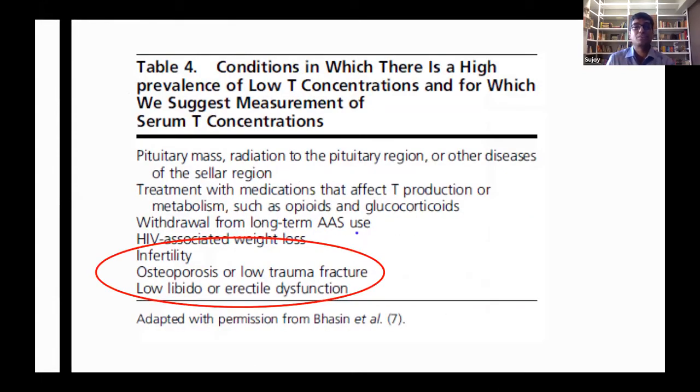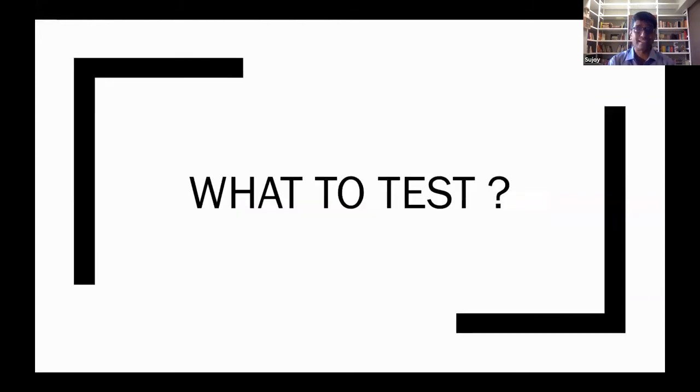But one of the things that you could probably look at is, in our type 2 diabetic individuals, it's probably the ones with infertility, maybe osteoporosis, low trauma fractures, and of course, sexual dysfunction, low libido and erectile dysfunction. That's probably where you're justified in doing a testosterone test.